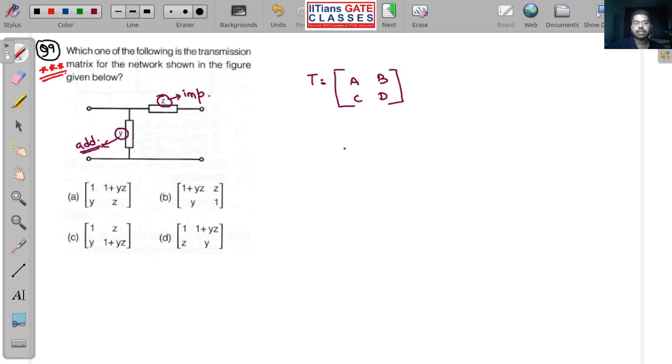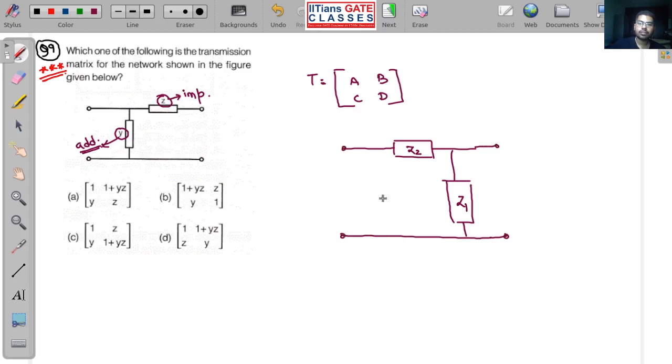So we have seen actually for a circuit like this, as such I have drawn where Z2 is impedance and Z1 is also impedance, and if this is my plus minus V1 I1 and if this is my plus minus V2 I2, for such a circuit we have seen in lecture number 3 again that my T matrix or ABCD parameters are given by 1 plus Z2 by Z1, Z2, 1 by Z1 and 1.